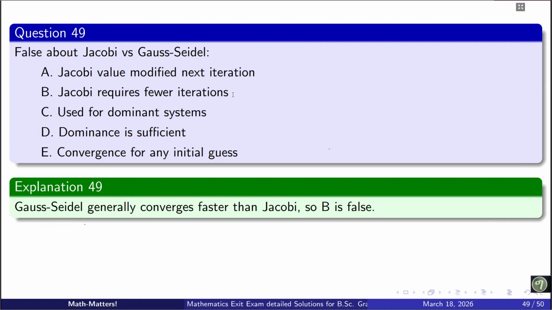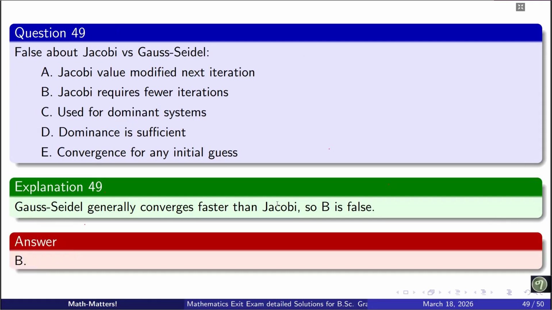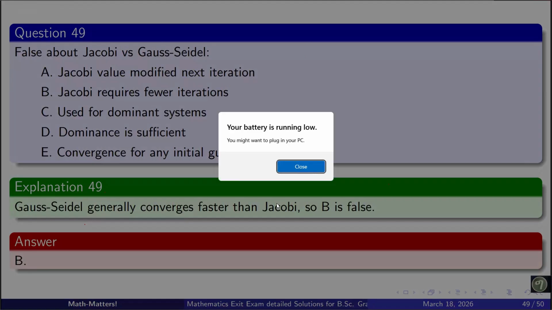That means only Jacobi requires fewer iterations is false. So the answer is B. But the rest are true.